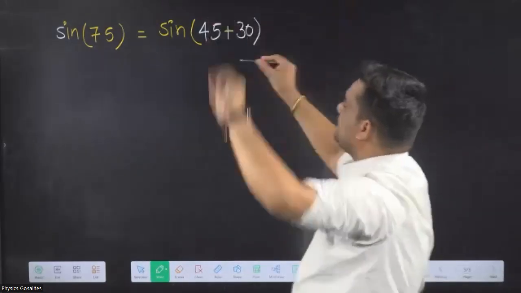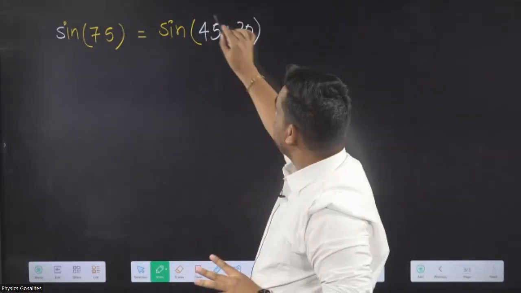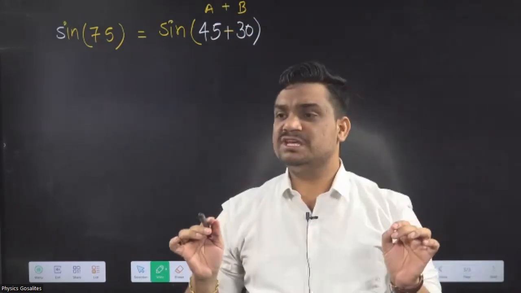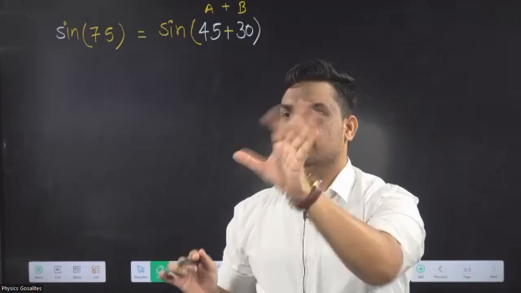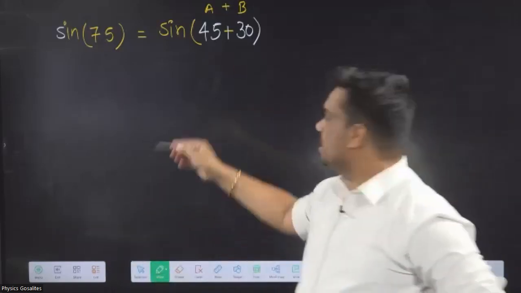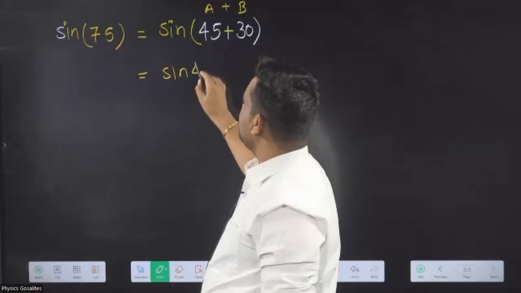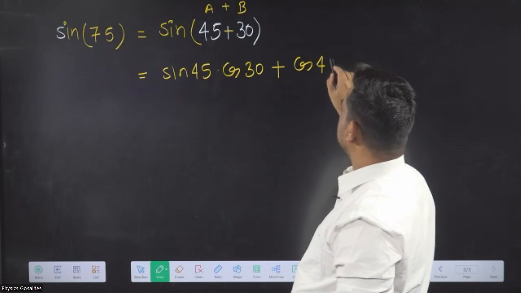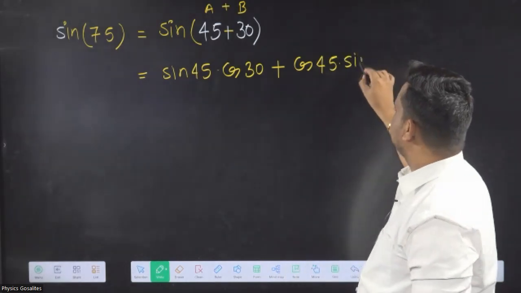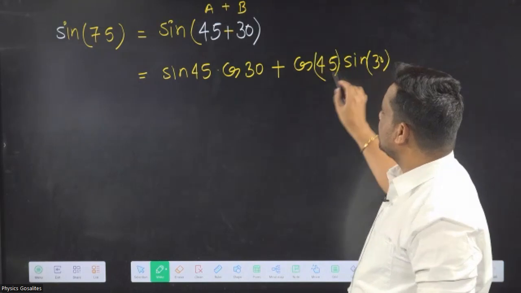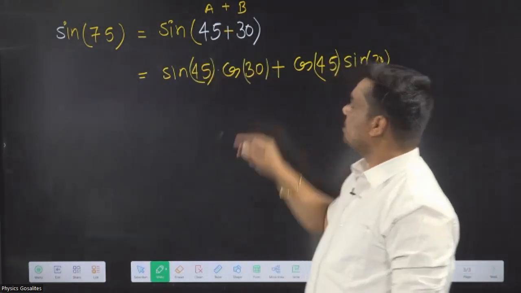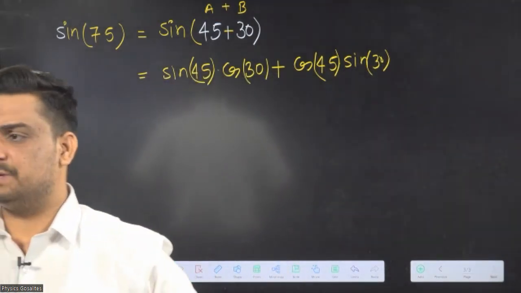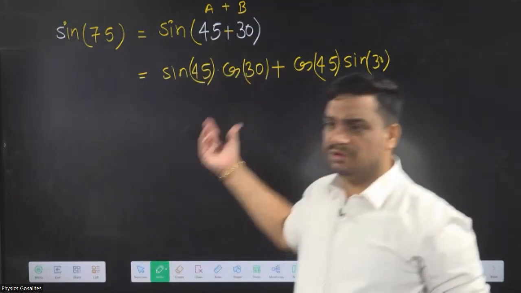So now, which one will I use here? This is sine of A plus B, and everyone knows sine A plus B is sine A cos B plus cos A sin B. So here we can write sin A cos B plus cos A sin B. We can say sin 45 into cos 30, plus cos 45 into sin 30. Any problem in this?